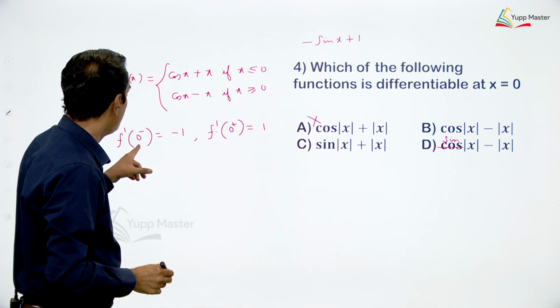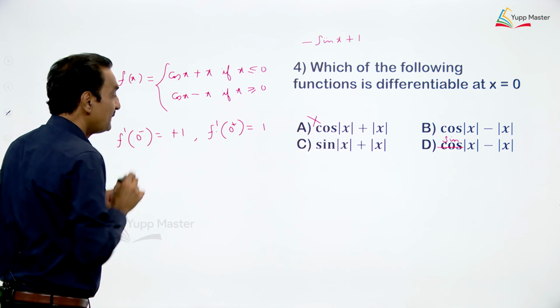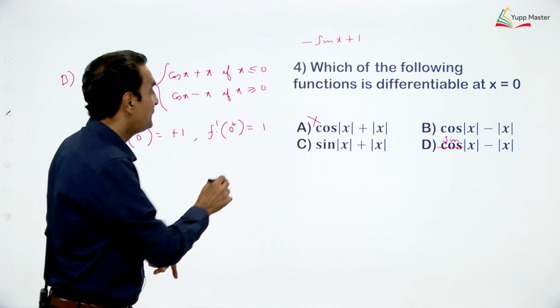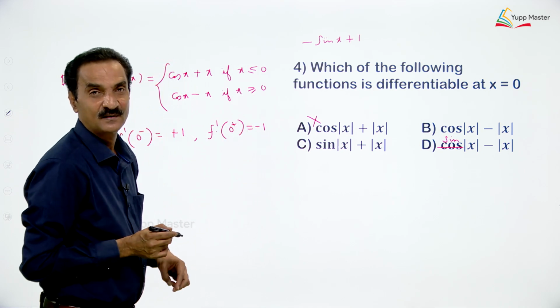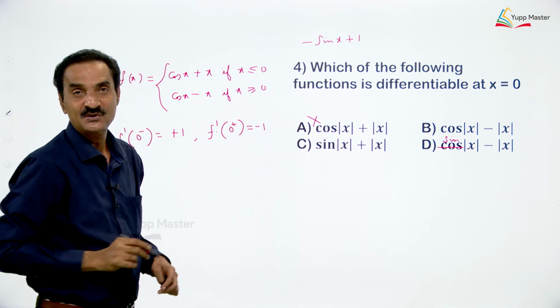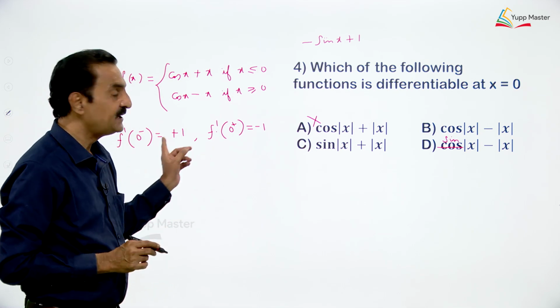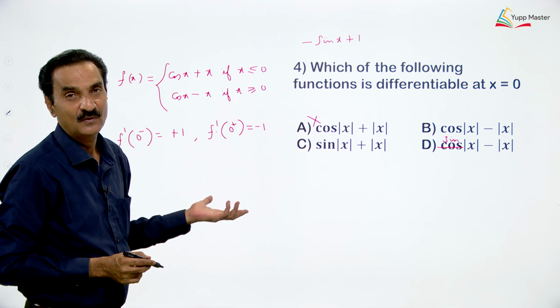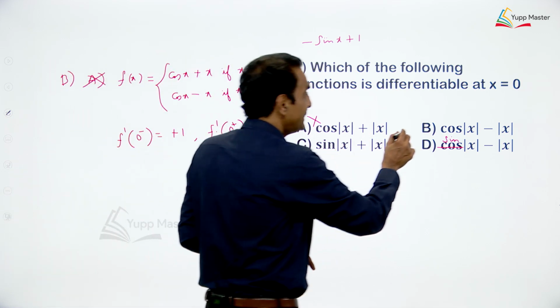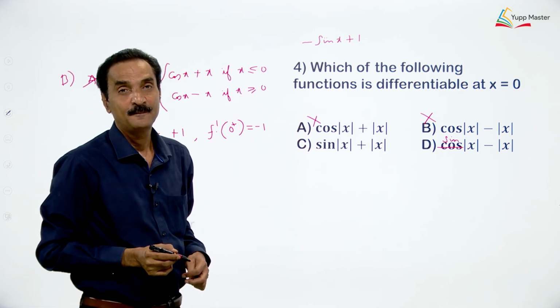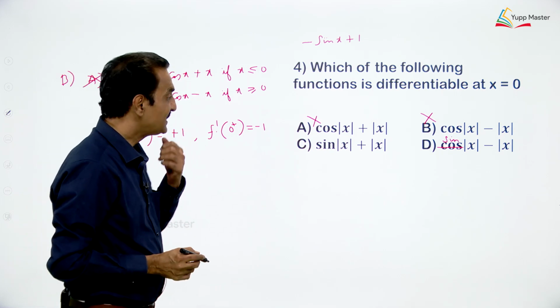Putting x is equal to 0, you will get plus 1. f dash 0 minus is plus 1, and f dash 0 plus will be minus 1. Differentiating this and putting x is equal to 0, again the right derivative and left derivative are not equal. So this is also discontinuous, not differentiable at x is equal to 0. Now check the next option C.